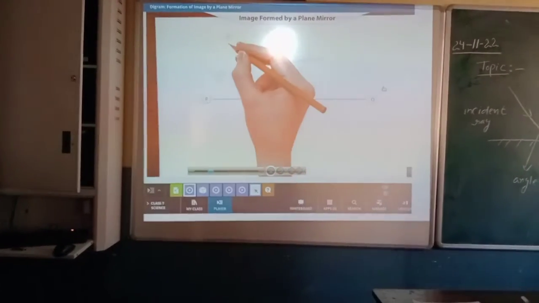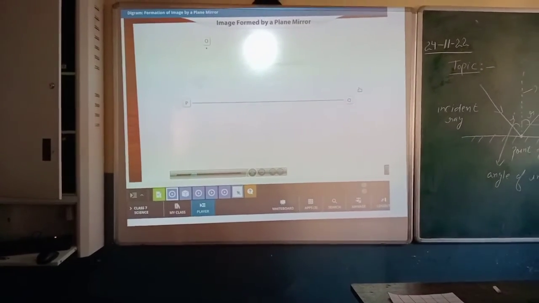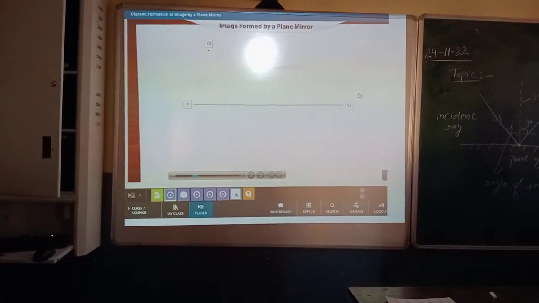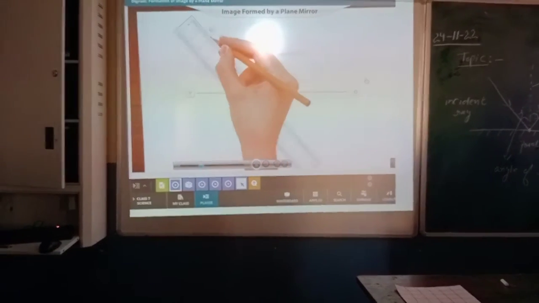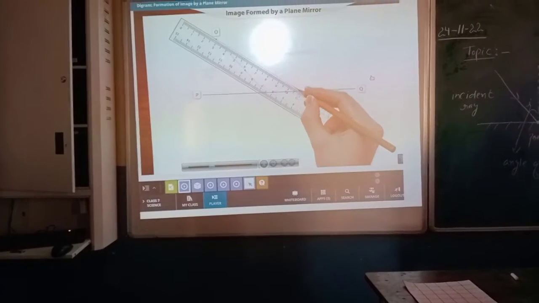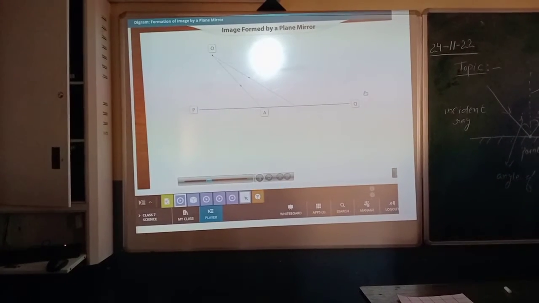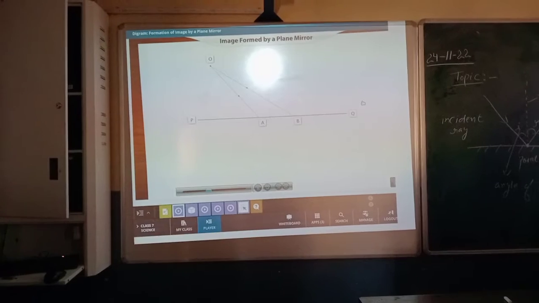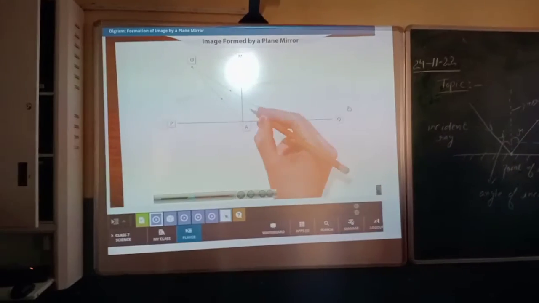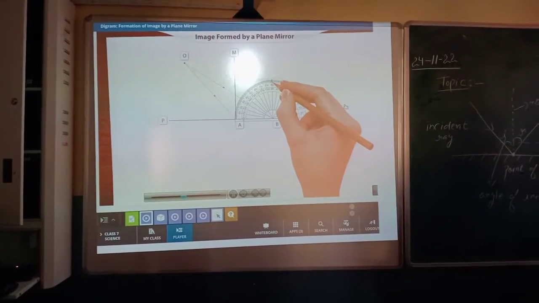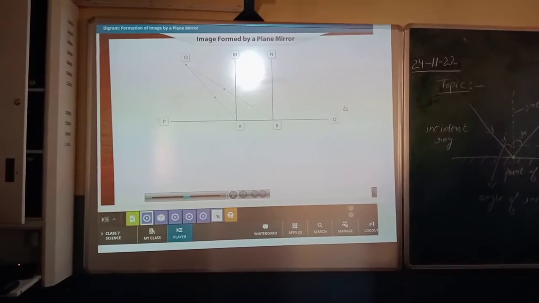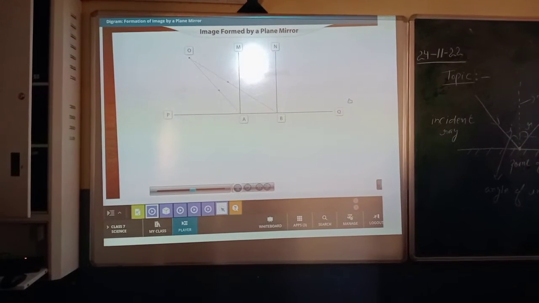Draw a point O on the reflective side of the plane mirror. This point represents the object. Draw two rays from the point O towards the plane mirror, intersecting the mirror at points A and B. Draw normals AM and BN to the mirror at points A and B respectively.